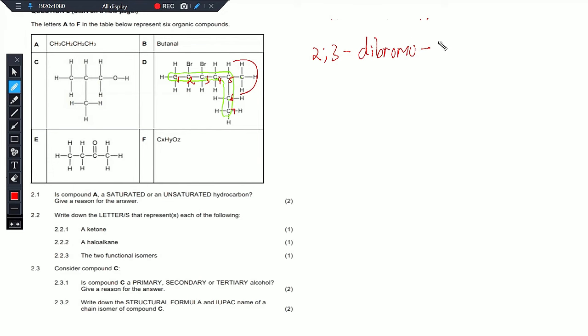Indicate the position of the methyl. So that's 5. And then methyl, the 7 means what? Hept. So heptane, because this is a haloalkane. So the suffix is ane. Then let's now proceed to still yet another question.